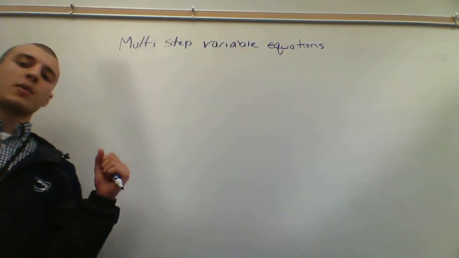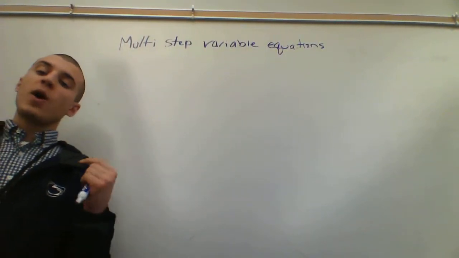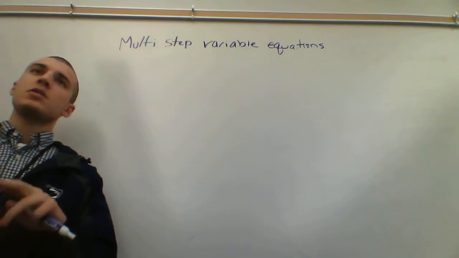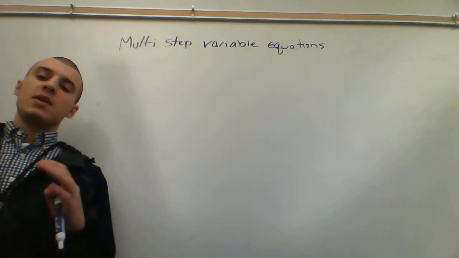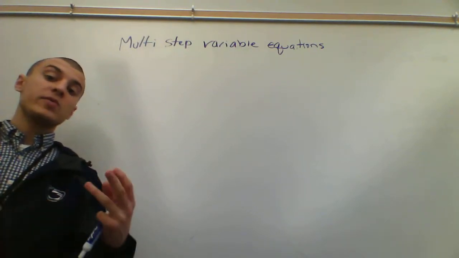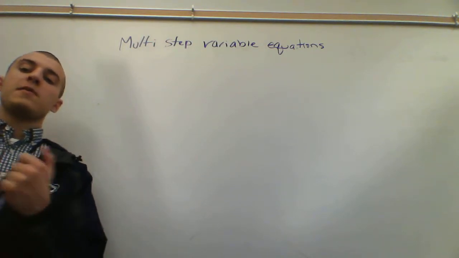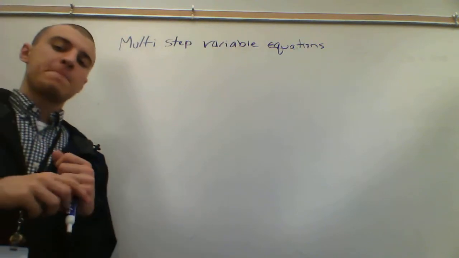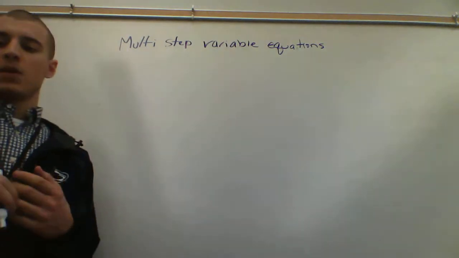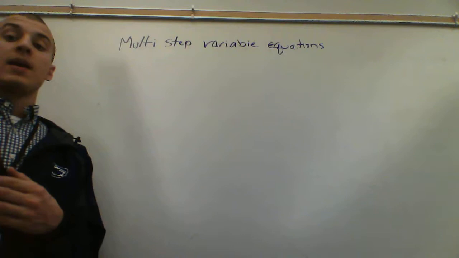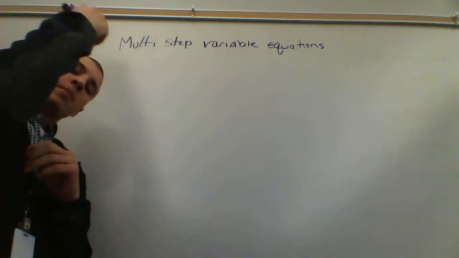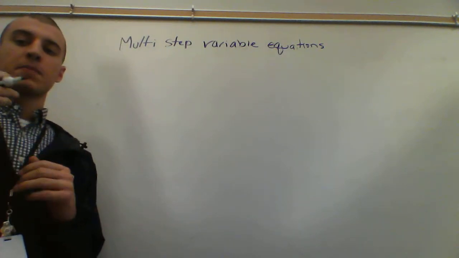Okay, so this time we're going to work on multi-step variable equations. We've already done one-step variable equations, two-step variable equations, and this is the continuation. We will use all the skills we did in the last two videos, so if you have notes from them, pull those out. Okay? So in multi-step, what you are doing is you're adding an extra step. And the extra step comes before what we did before.